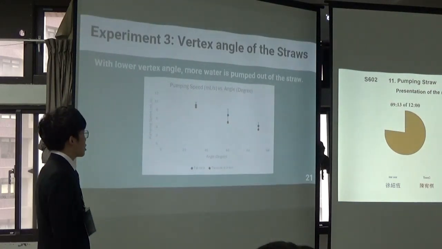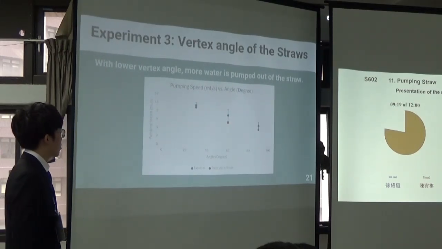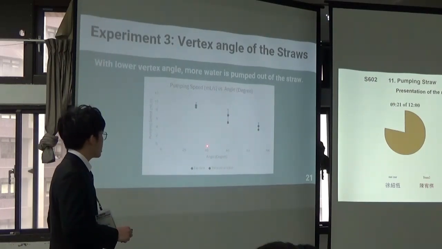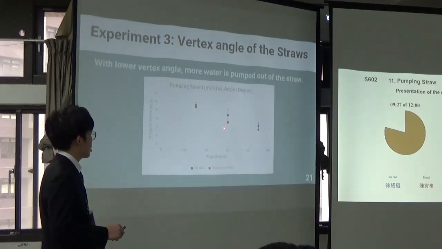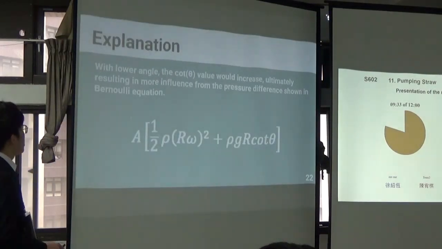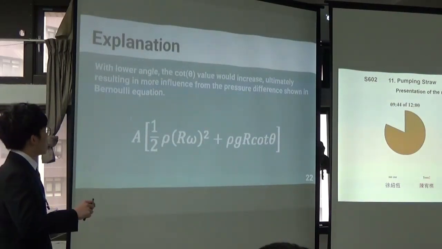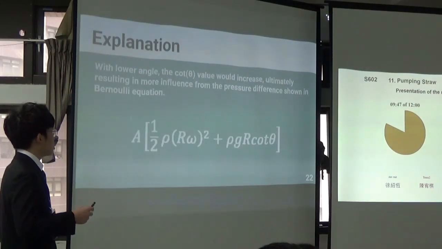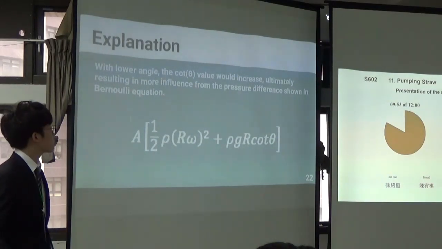And number 3, the vertex angle of the straws. With a lower vertex angle, more water is pumped out of the straw. This is the 30 degrees straw, 60 degrees, and 90 degrees. There are still some deviations between the theory and the experiment, but we will explain them later. In the end, we discovered that with a lower angle, the flow rate will increase. Right here, you can see that with a lower angle, the influence from the Bernoulli principle will appear, and therefore affect the overall results.